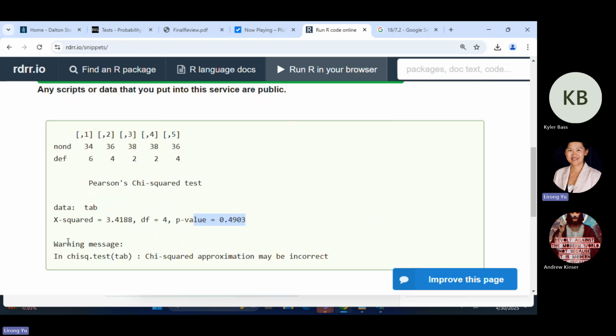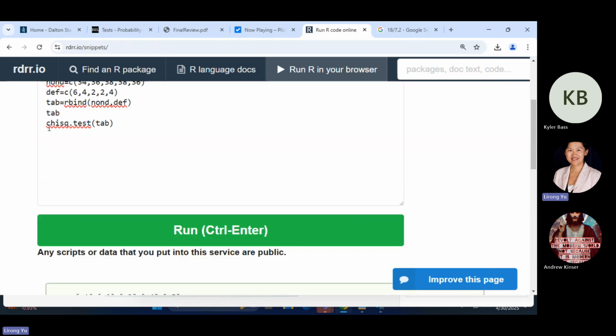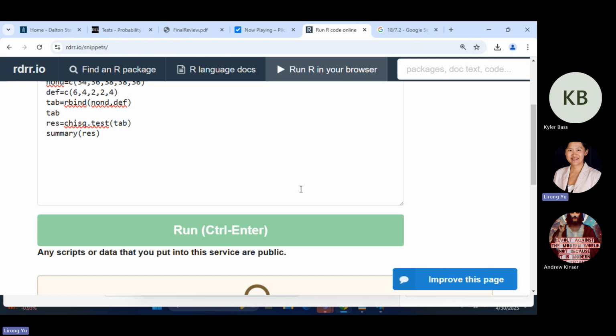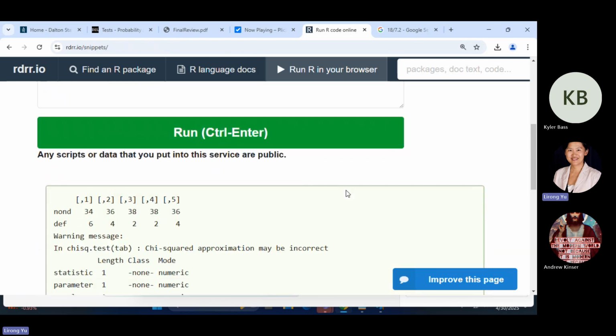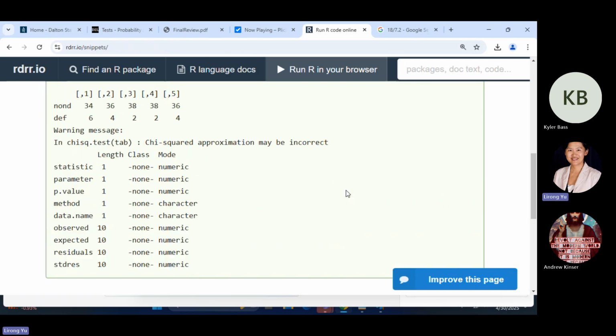All right, so that does not show a lot of information. If you want to see more of the result of the chi-square test, you can do res, which is saving the result. Now you can do a summary to show something similar to the table. Okay, and now you want to print out the result, and more information is displayed.